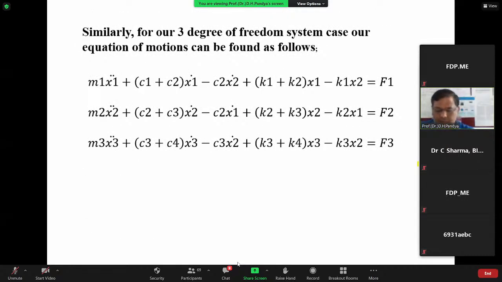Similarly, this is there for the 3 degree of freedom system, and we are discussing, yeah. So we are having a 3 degree of freedom case, and similarly we are going to solve that equation.